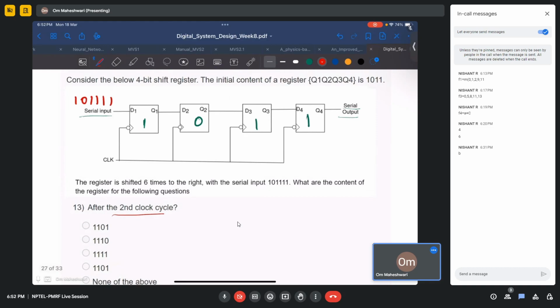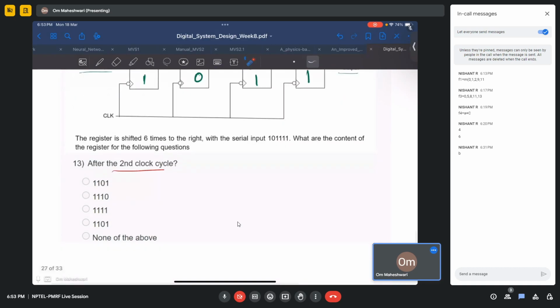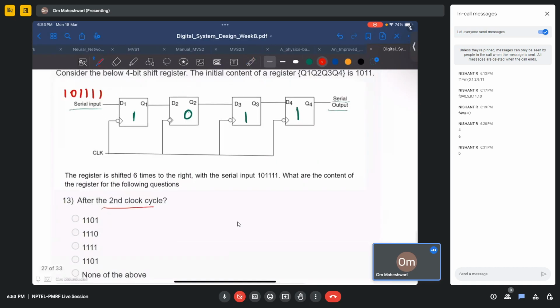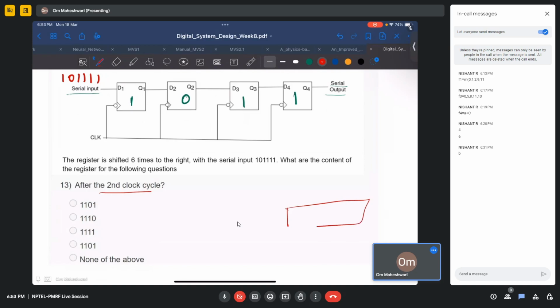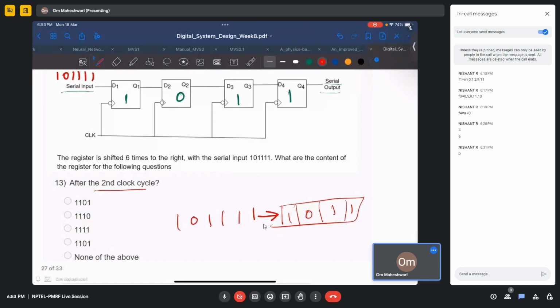So we have seen this is a serial input, serial output register. Whatever you feed in every clock cycle, it will go to the next one and finally come out. So the next input will keep on going. Initially, let's say we have 1011, and we have in line 111011 to be fed serially.